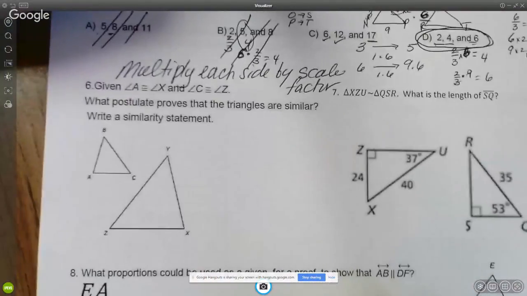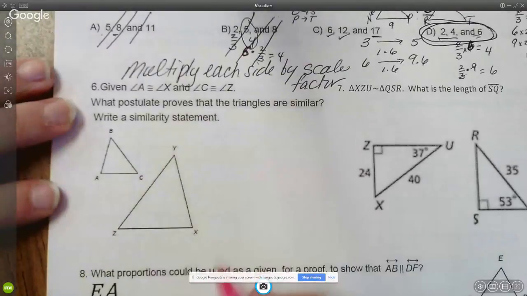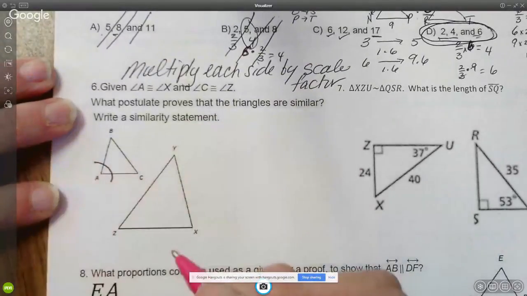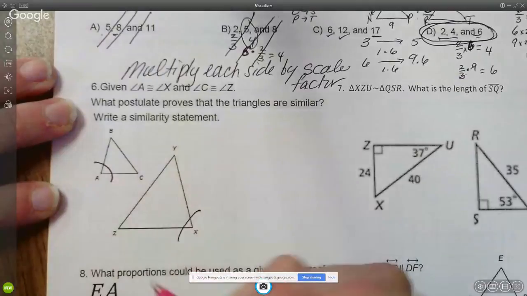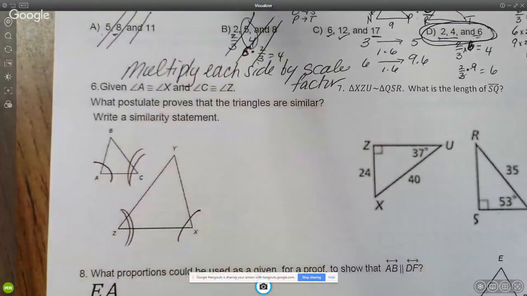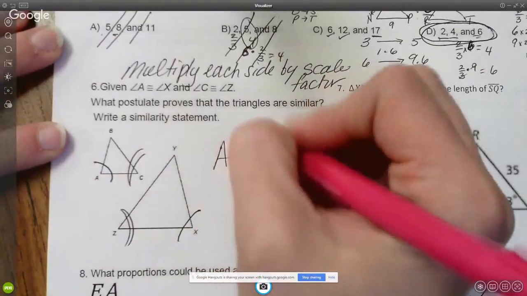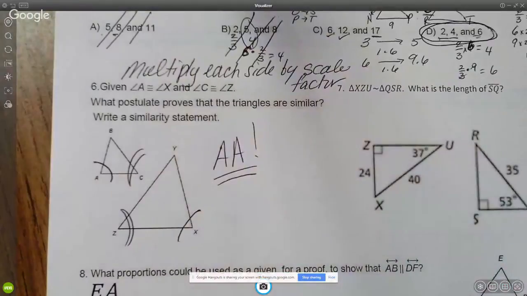Next problem, 6. Given angle A is equal to angle X and angle C is congruent to angle Z. So we're going to do A and X. Why did I say 6? I don't know, because I'm rushing. C and Z. Which postulate proves them similar? This is angle-angle. Remember, this is the one that you definitely have to know for the proofs.